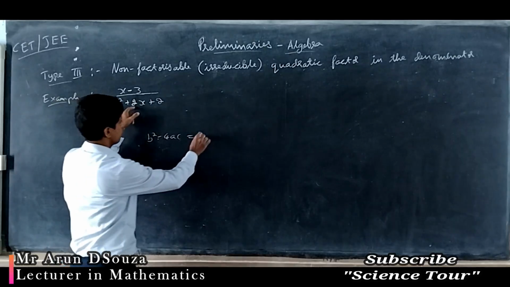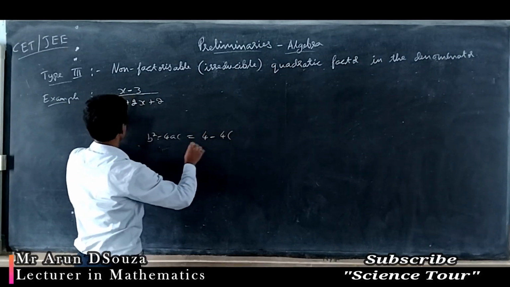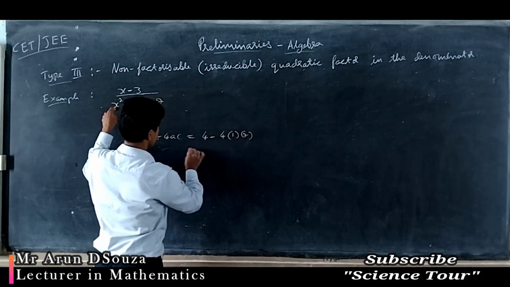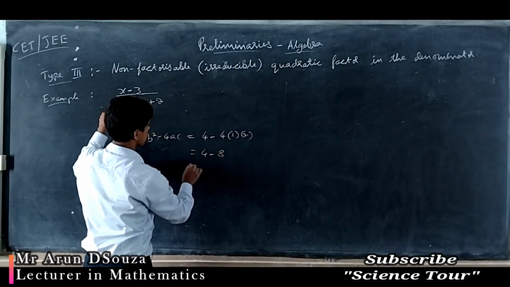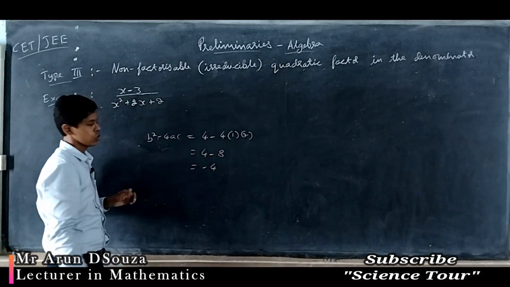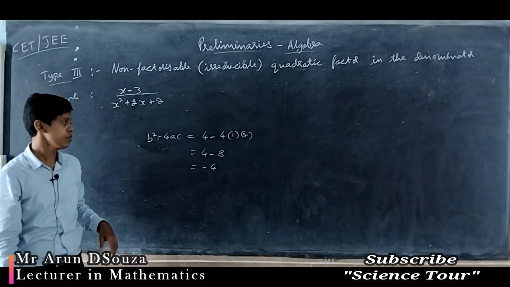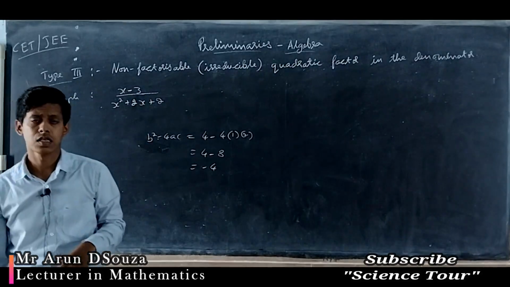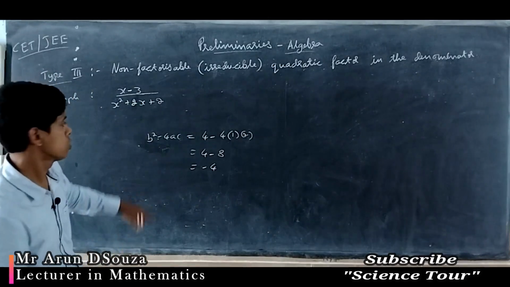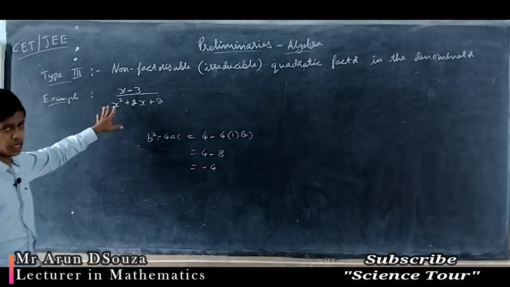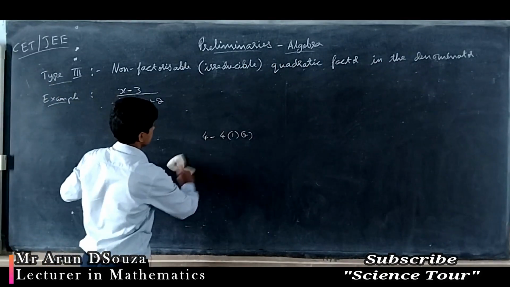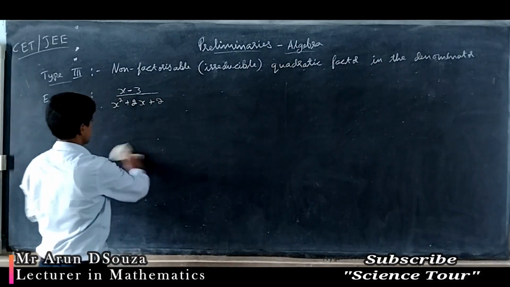See, b square is 4, minus 4 into 1 into 2. So that is 4 minus 8, which is minus 4. So you cannot factorize it. You are getting negative here, and negative means it will be complex roots. Okay, so roots will be complex for x value, and you cannot factorize it.